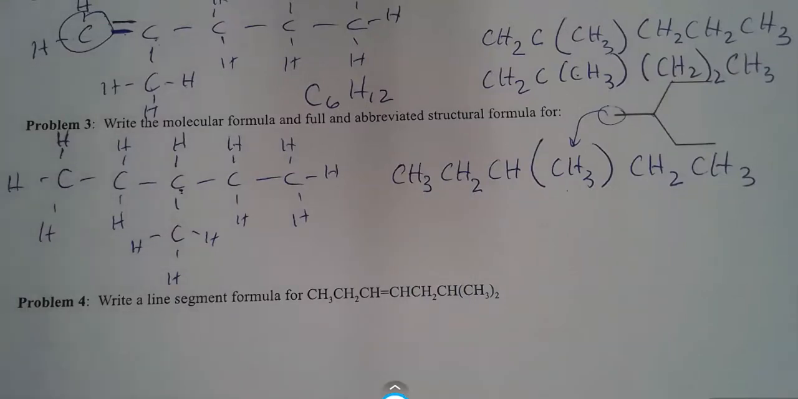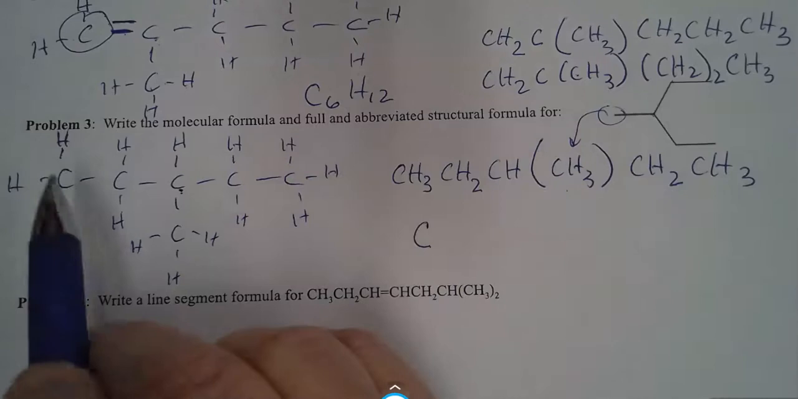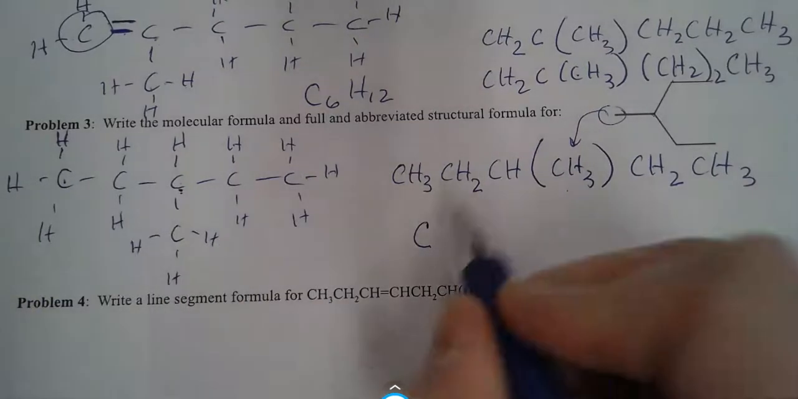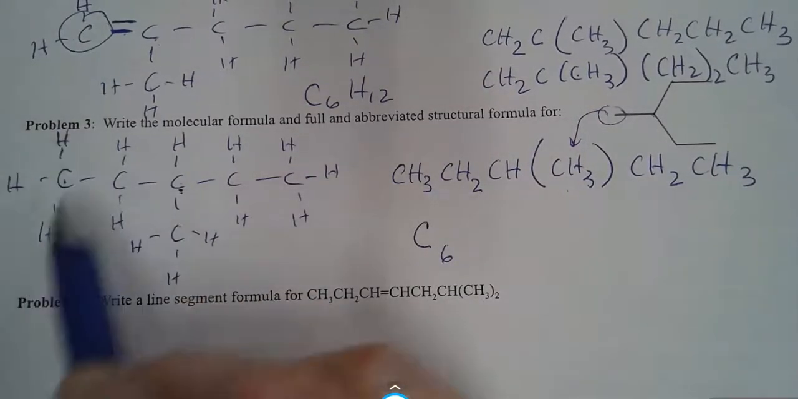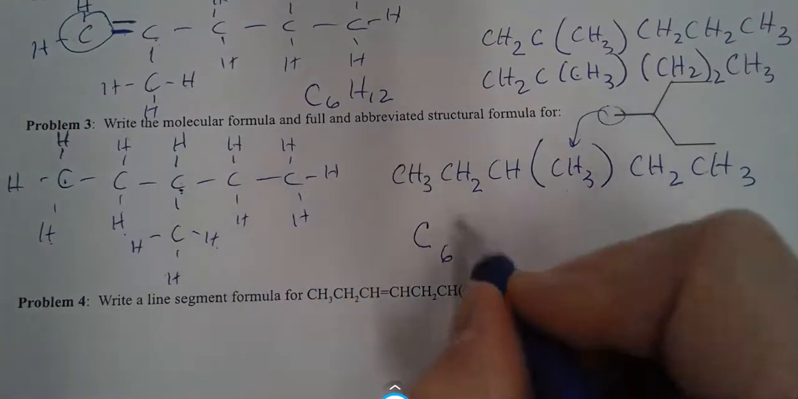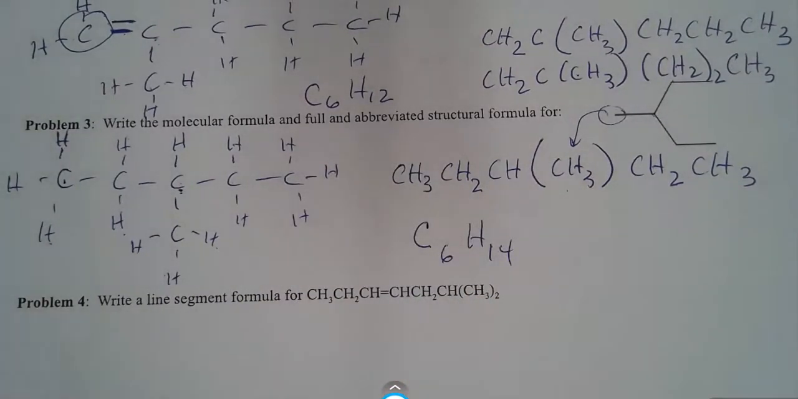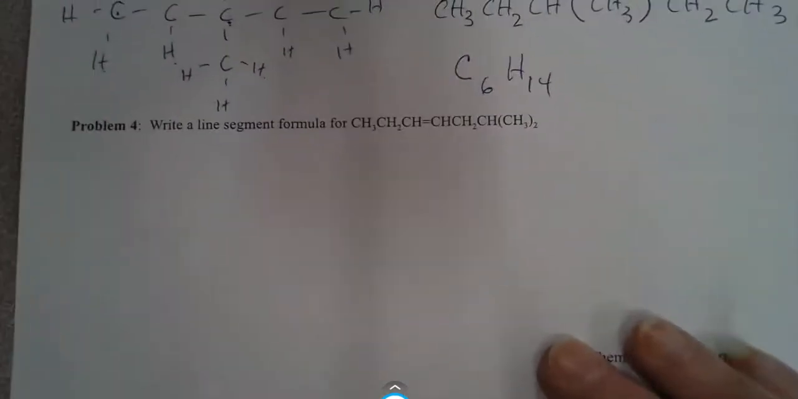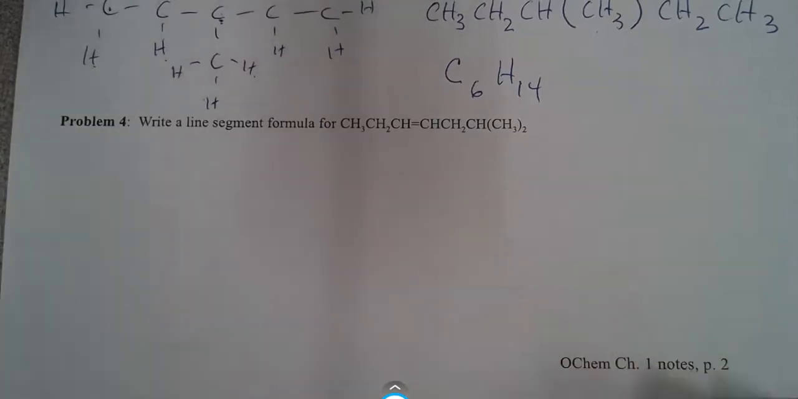And the last thing is the molecular formula. So I have C, 1, 2, 3, 4, 5, 6. H, 1, 2, 3, 4, 5, 6, 7, 8, 9, 10, 11, 12, 13, 14. And I'm done. Okay, hopefully you got that too. All right, last but not least, this is an abbreviated formula.